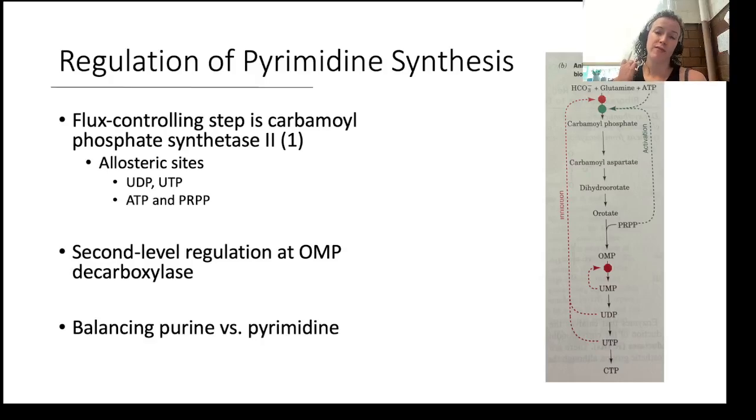So what about regulation of this pathway? Flux is largely controlled at the first step in the pathway, performed by carbamyl phosphate synthetase 2. It again is regulated allosterically by UDP or UTP. Similarly to purines, right? This pathway's final product, or real first final product, is UMP, which can then be converted to UDP and UTP. Well, those downstream products come back in feedback inhibition.